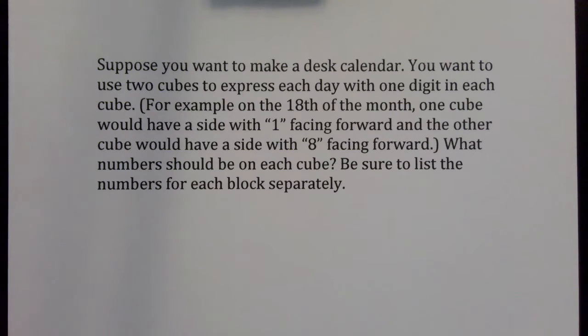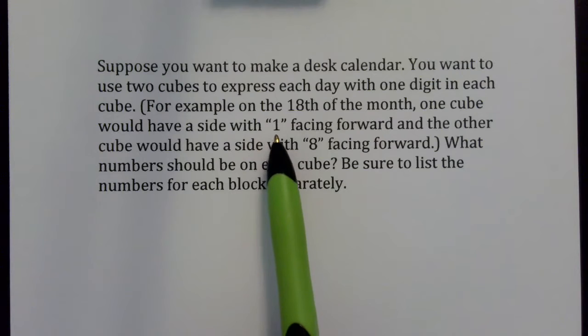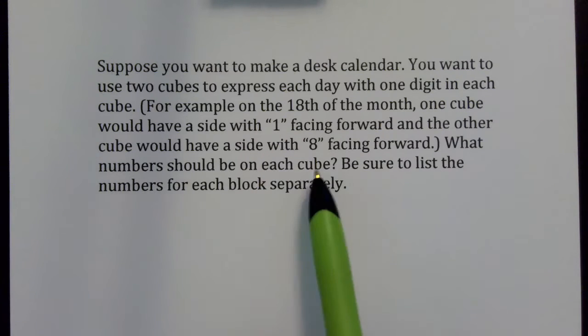So here's the problem. Suppose you want to make a desk calendar. You want to use two cubes to express each day with one digit on each cube. For example, on the 18th of the month, you'd have one cube with a side with 1 facing forward, another cube would have a side 8 facing forward. What numbers should be on each cube? Be sure to list the numbers for each block separately.